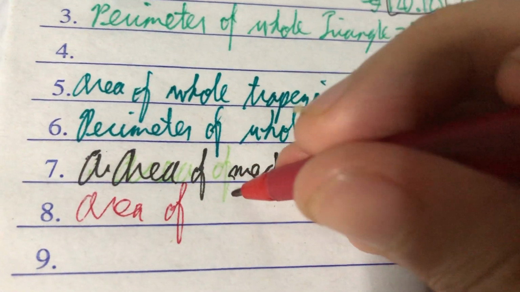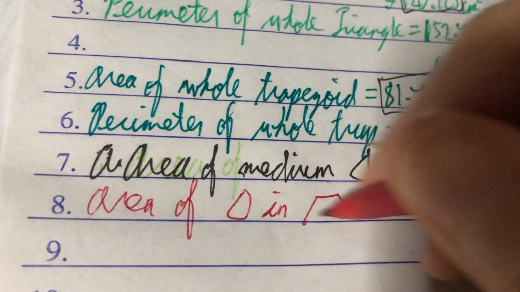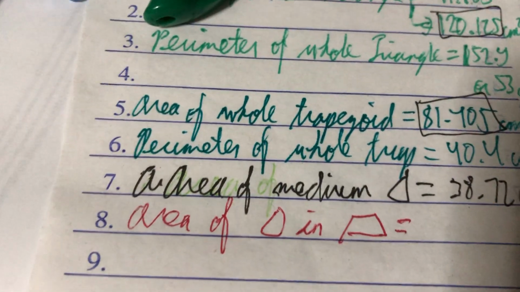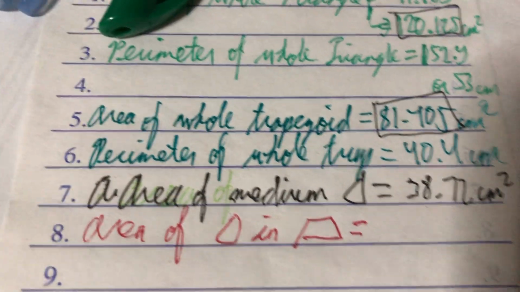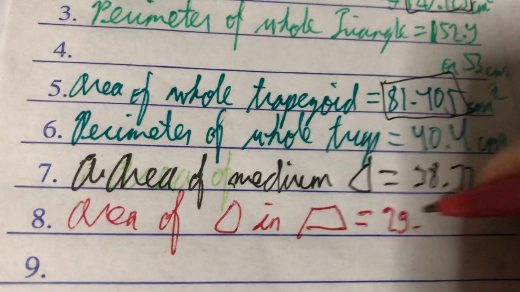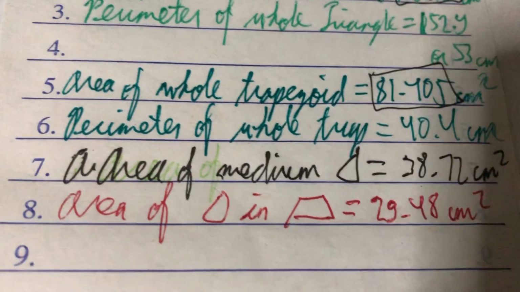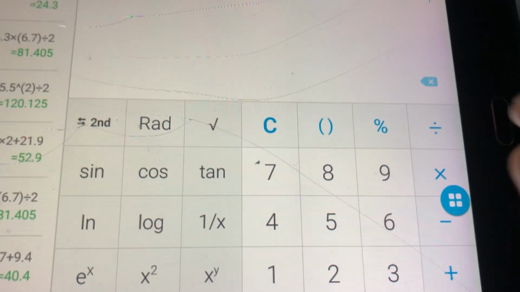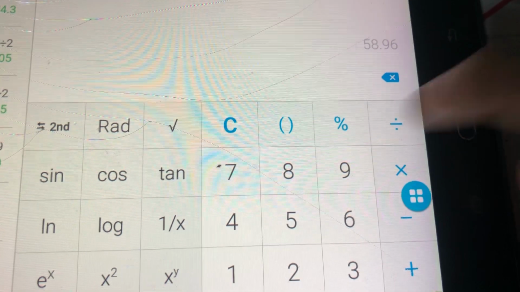Let's write it down so we don't forget. Area of right triangle in trapezoid is, ano to? Ano yung kinuha namin? 29.48. Okay? To check with our calculator, 8.8 times 6.7 divided by 2, tama! We should get something like this. Alright, so we're good to go.